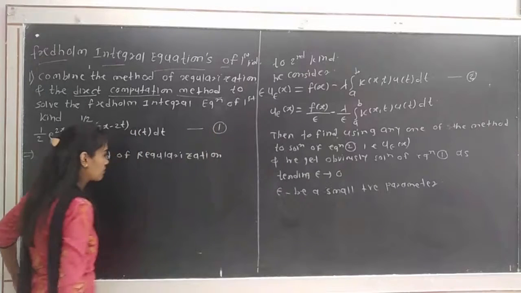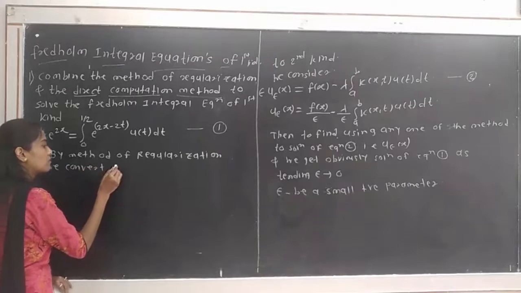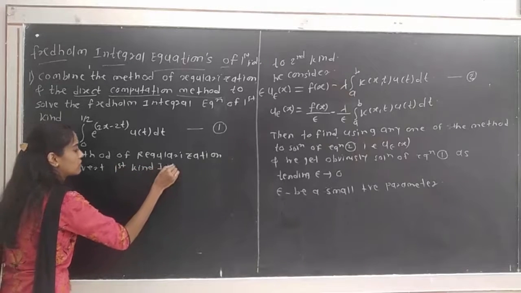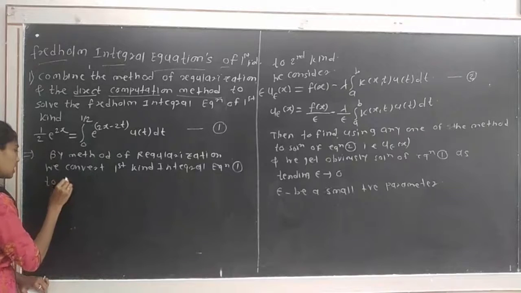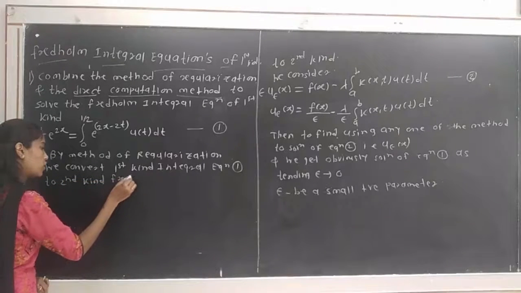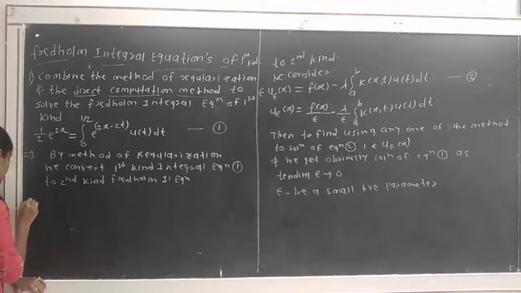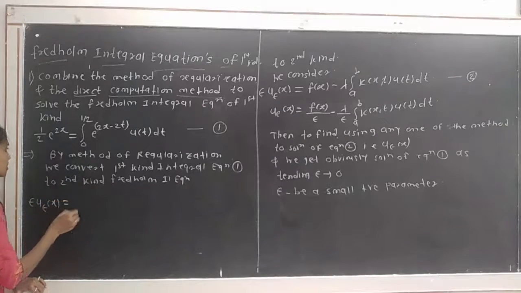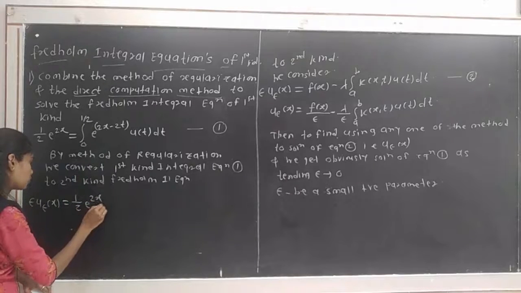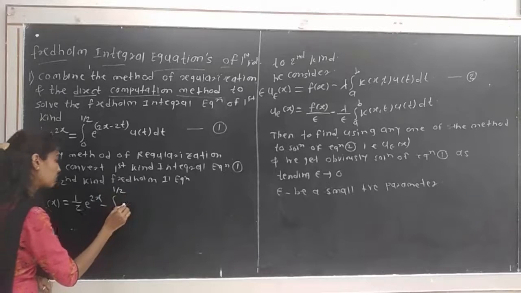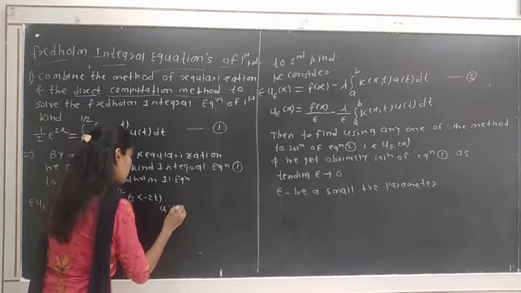Okay, so first, by method of regularization, take the given equation as equation number 1. By the method of regularization we convert the first kind Fredholm integral equation number 1 to a second kind Fredholm integral equation. So we consider the equation as epsilon u epsilon of x is equal to, shifting this function f of x to this side, 1 by 2 e raised to 2x minus integration from 0 to 1 by 2 e raised to 2x minus 2t into u epsilon of t dt.